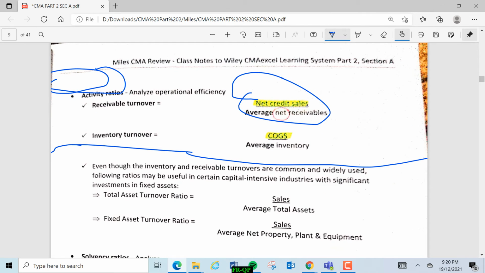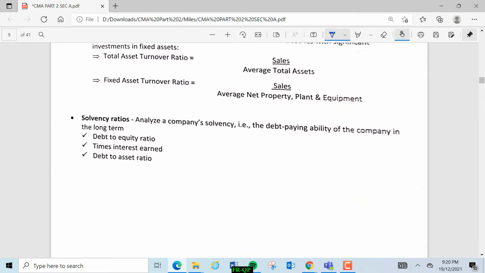Then we have covered the activity ratios, which were the AR turnover and the inventory turnover, if I am not wrong. These two ratios we have already covered. Now we will come to the solvency ratio. Solvency is nothing but it shows how solvent you are, your ability to pay your debt. From these ratios we will be able to understand that.